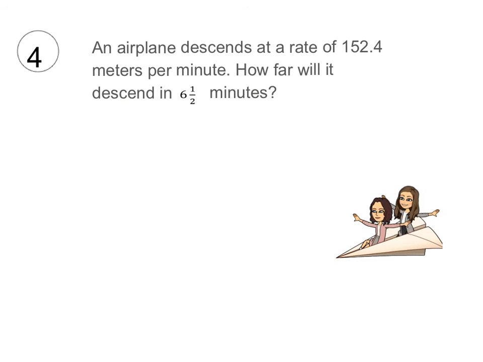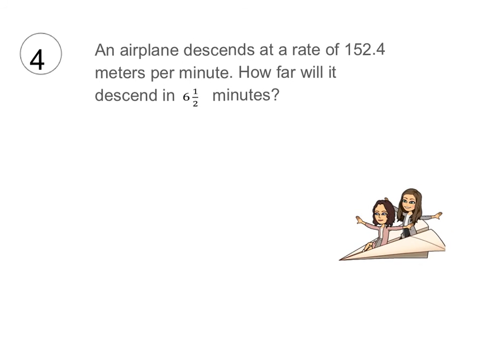Okay, the next one: an airplane descends at a rate of 152 4/10 meters per minute. How far will it descend in 6.5 minutes? So we know how fast it will go per minute. We need to figure out how far it will go after 6.5 minutes. So we are going to multiply here.